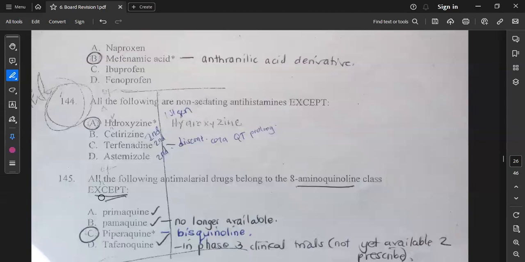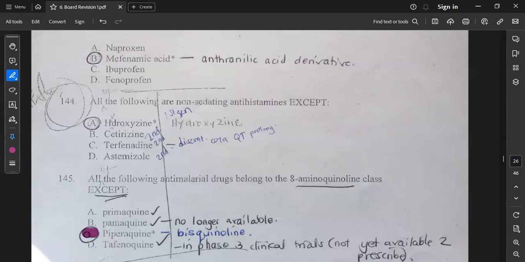Okay. So all the following antimalarial drugs belong to 8-aminoquinoline, except... What is the consensus answer? C. Okay. Those who are good at chemistry can teach us more or get us more summaries.